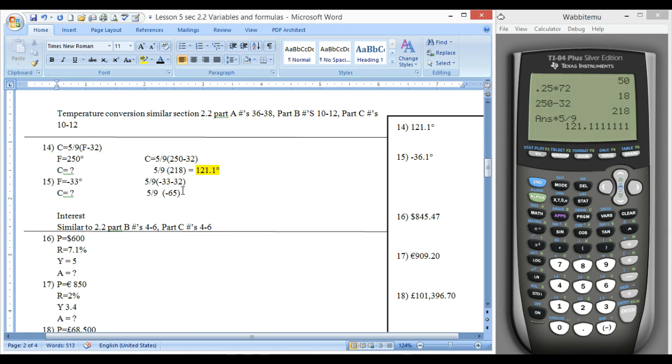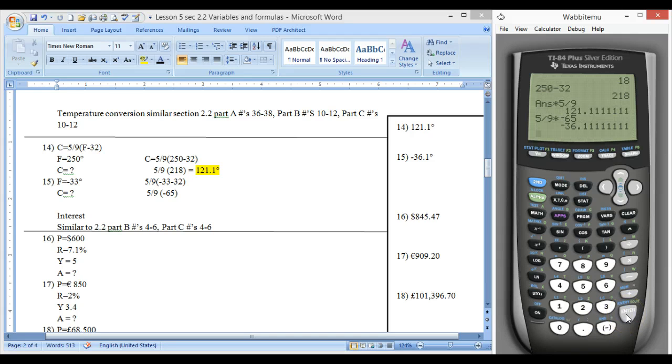And I still have my 5/9 out front, and I need to multiply that by my negative 65. So I'm going to come up here, 5/9 times negative, oops, not a minus sign. I want a negative sign down here, negative 65.